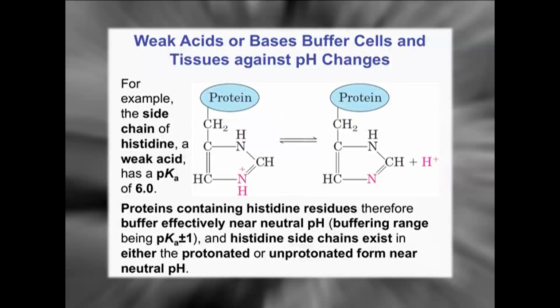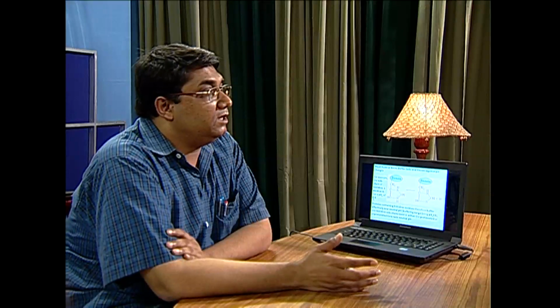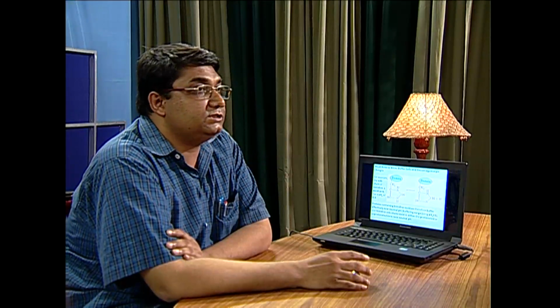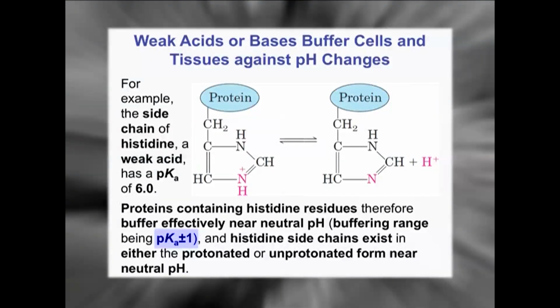Here, the example of histidine is shown. Histidine can exist in two ionic forms. One is a protonated form and another is a deprotonated form. So, this form is a proton donor and this is the proton acceptor. This protonated form has a pKa of 6.0. Now, the biological pH we know is close to 7 in most cases. So, the buffering range of histidine is pKa plus or minus 1, that is 5 to 7, which is good enough to act as a buffer system for the cell.